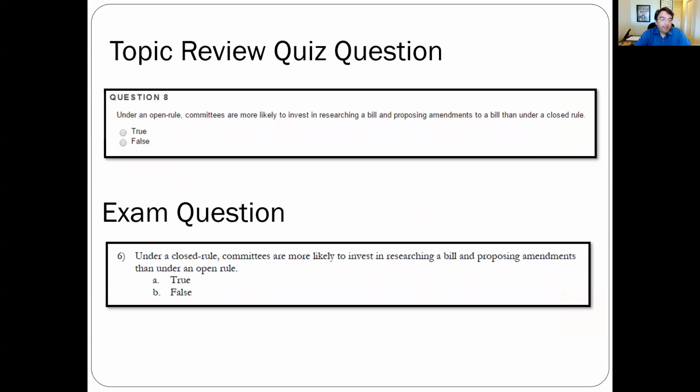So for example, here is an example of a topic review question from topic 3. And here we're going to be focused on Congress, and we don't have to be worried about the substance of this question right now. But it's asking, under an open rule, committees are more likely to invest in researching a bill and proposing amendments to a bill than under a closed rule, true or false. So this is a question that appears on the topic review quiz.